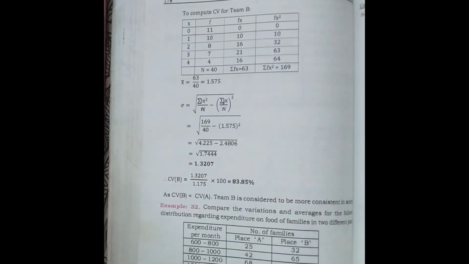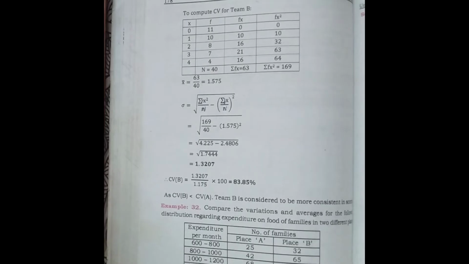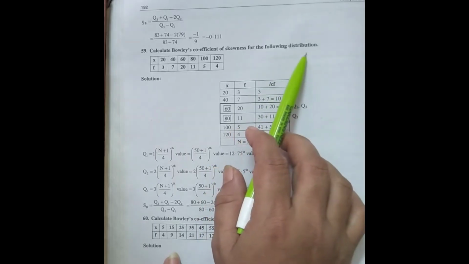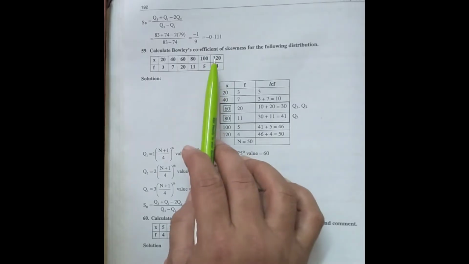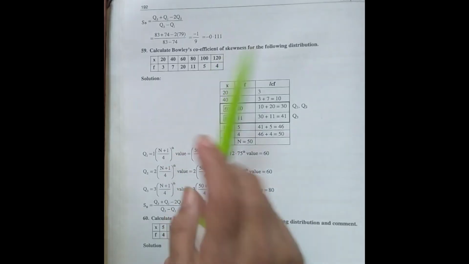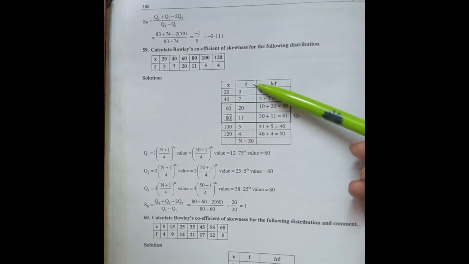This is a very important question, the 90% most expected question, CV problem. Okay, then I will show you one more question, that is regression, skewness, Bowley's coefficient of skewness. Here is one example I considered: calculate Bowley's coefficient of skewness for the following distribution. X and f, the discrete case is given here. Be alert, it is raw data, discrete case and class interval. This is a discrete case, the x values are there, f is there.